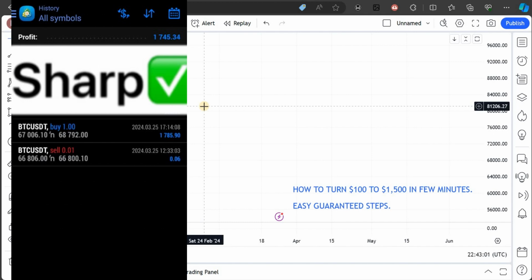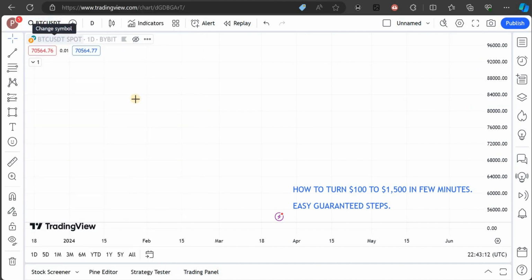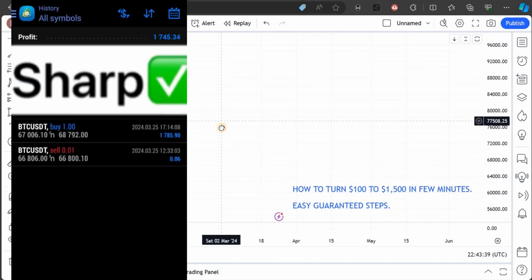Now the first thing you want to do is to decide on the pair that you want to trade that particular day. When you have concluded on the pair, in my case as of today, BTC USDT, and the other ones I took were Euro JPY and gold, and also GBP JPY. All these ones I did, but only this particular Bitcoin trade gave me $1,000 plus, and I'm going to show you how I did it.